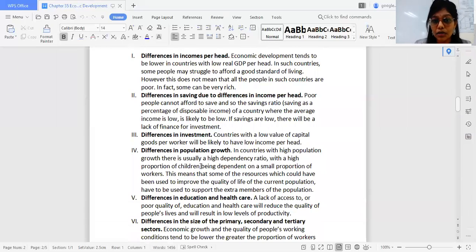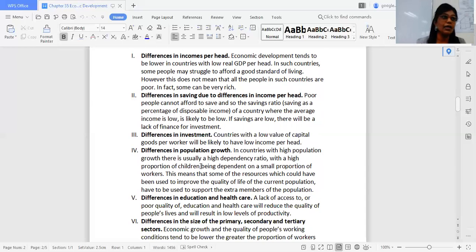Differences in investment also will be one of the factors that can be measured in your development. Countries with a low value of capital goods per worker will be likely to have low income per head. Population growth also can be one of the indicators. Different countries have a different population rate, so different countries will definitely develop themselves in a different way.